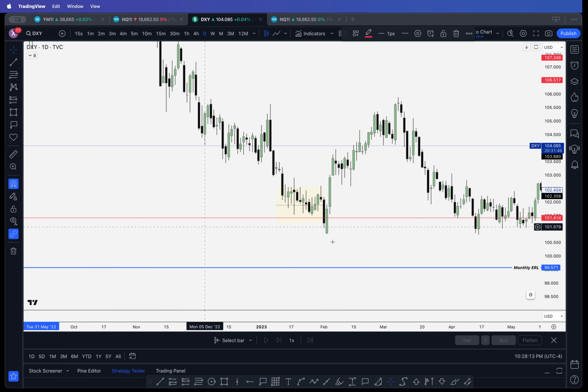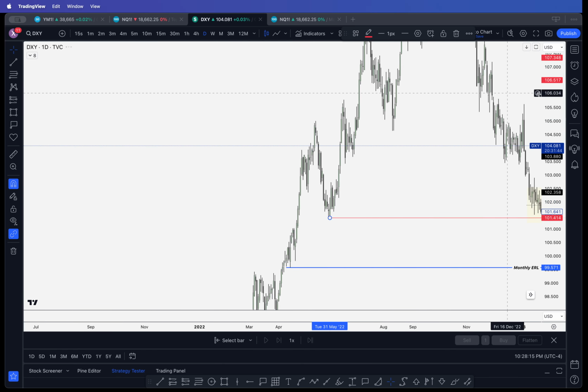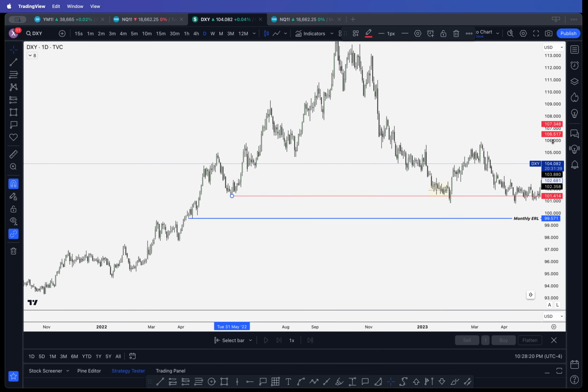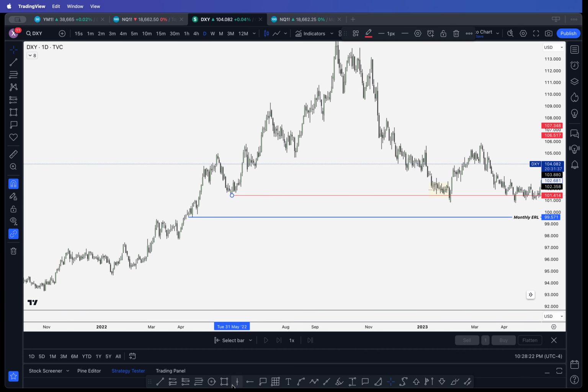Okay, cool. Daily market maker sell model into what? Monthly ERL. I'm not going to hop around my time frames. I want you guys to train your eye to start seeing consolidations. What rests below this? Higher time frame PD array, right? You already know that. I don't need to go to a monthly chart always.